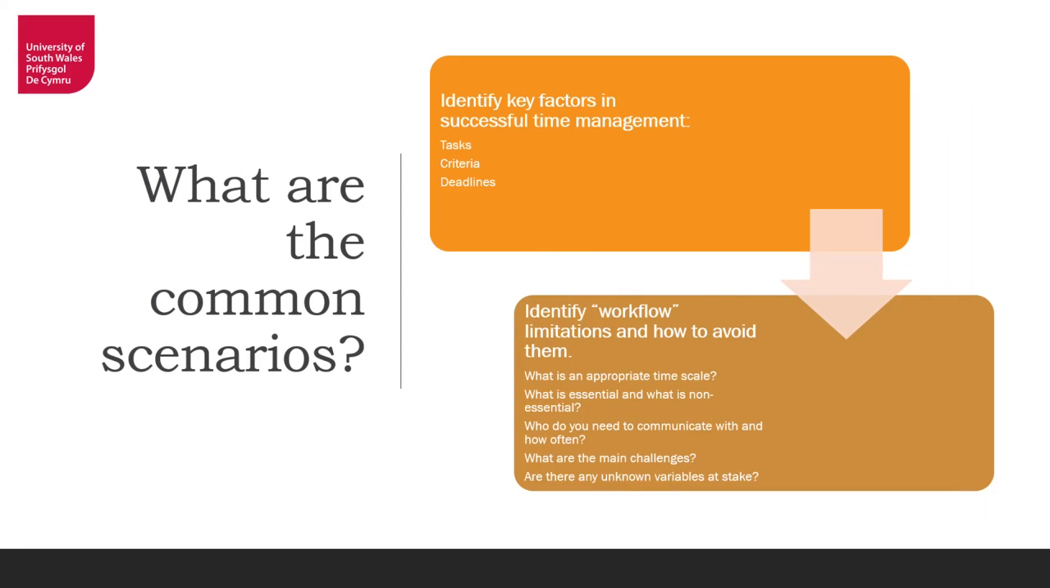You need to identify in successful time management what the tasks are, what the criteria are, and the deadlines. When precisely do you have to submit the piece of work? It's really important that you identify workflow limitations and how to avoid them. For example, what is an appropriate time scale? What is essential and what is non-essential? Who do you need to communicate with and how often? And what are the main challenges? Are there any unknown variables at stake?